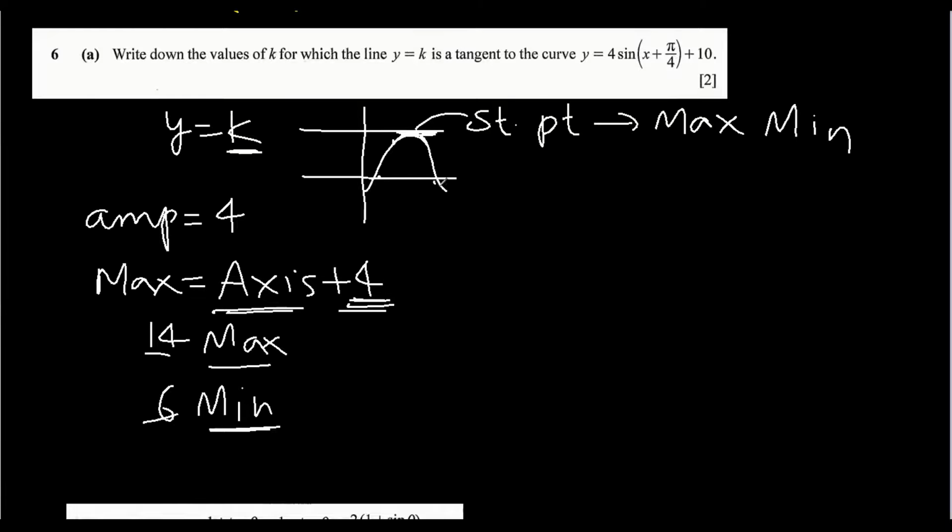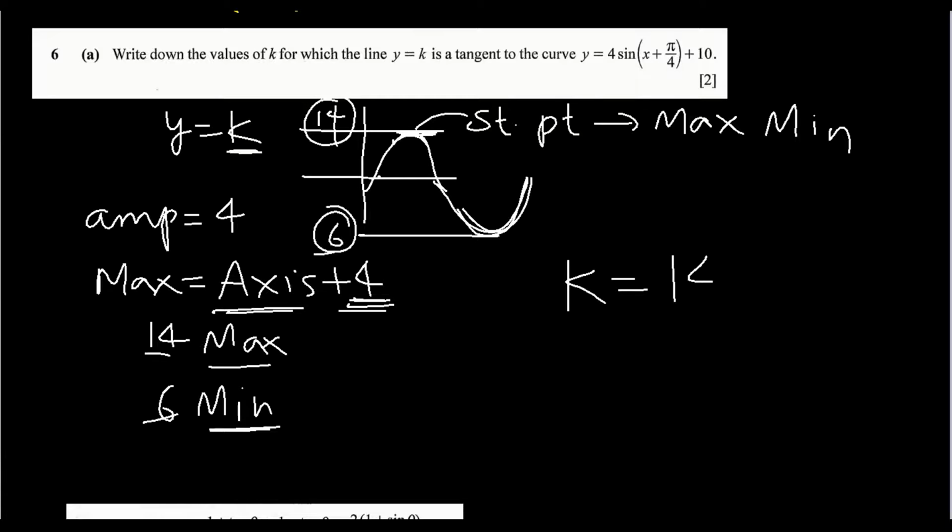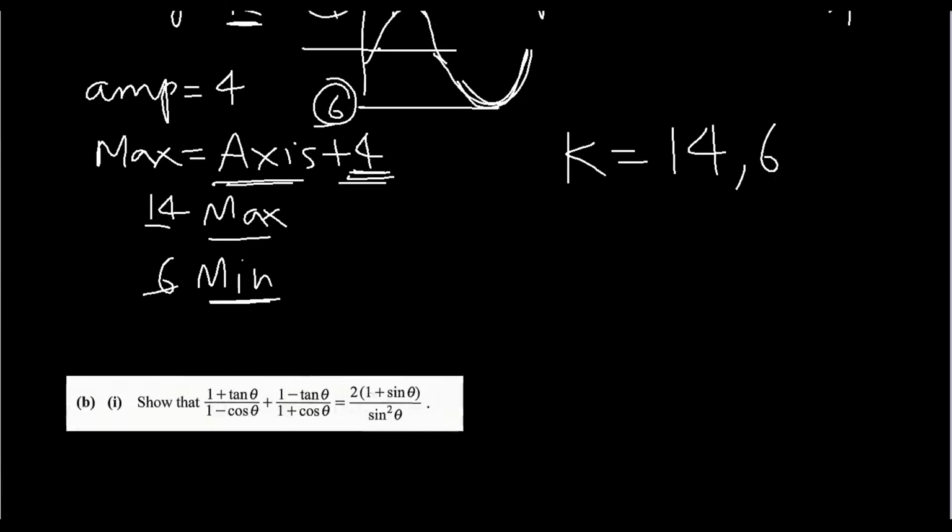The graph will be between 14 and 6, right? So there is nothing else to do because we already know that at y equal to 14 and y equal to 6, we have stationary points. So k has two values, 14 and 6. That's it.